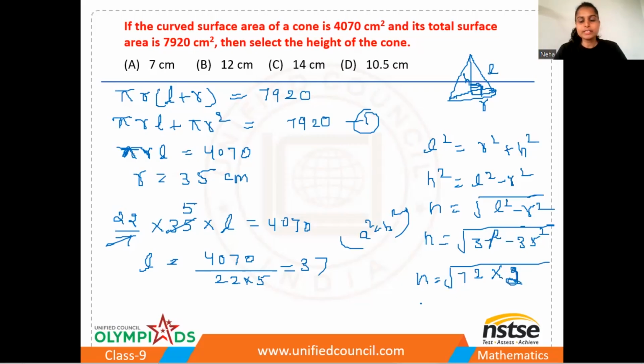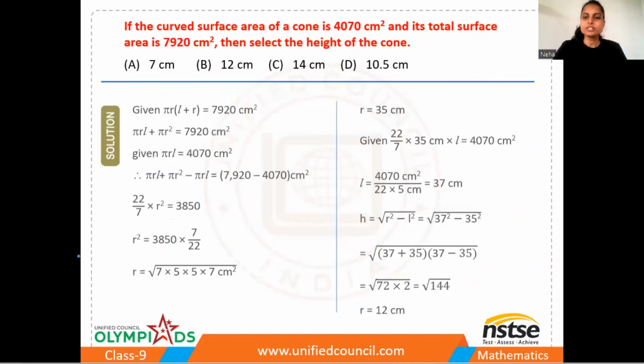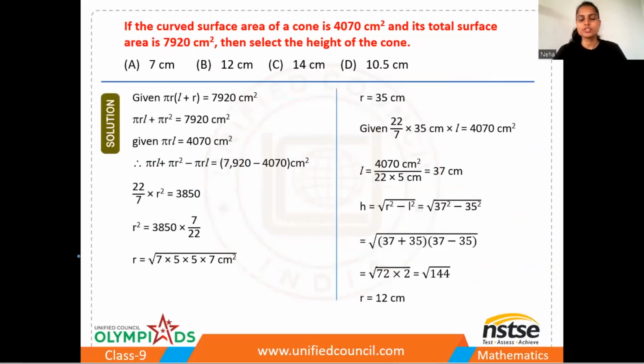Perfect. So this is how we can save time in the exam, right? So this is 144, that is 12. So 12 centimeter, that means yes, option B is the right answer. So this is how students, in the calculations also, by using a proper formula you can save some time, right? All right. So this is the correct detailed explanation of the given question.